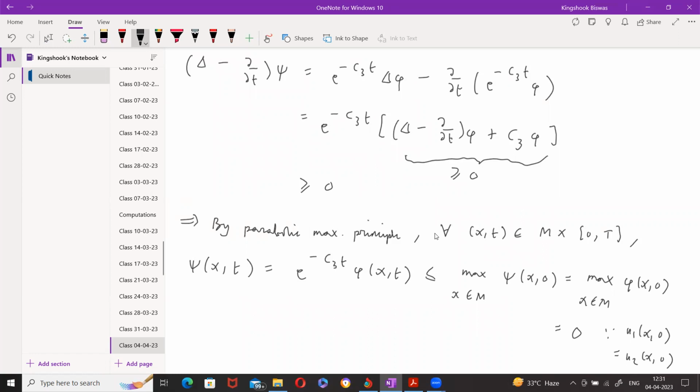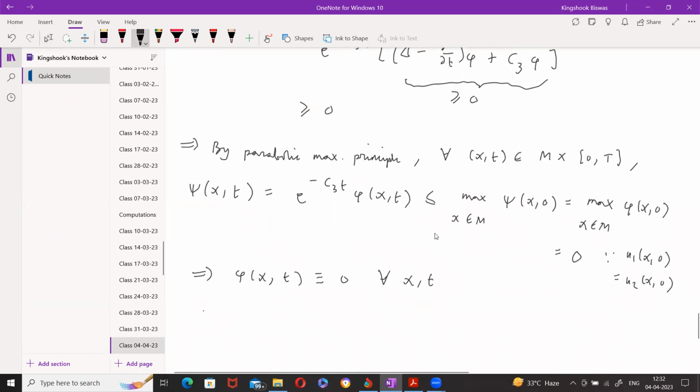So that implies that phi of xt is 0 for all t, for all xt. So that implies that u1 is equal to u2. All right. Is this clear? Yes, is this all right? Yes, sir. Okay. So that proves uniqueness of solutions.